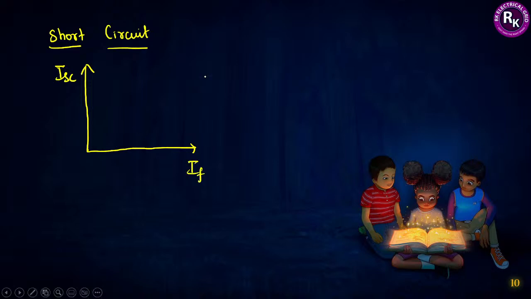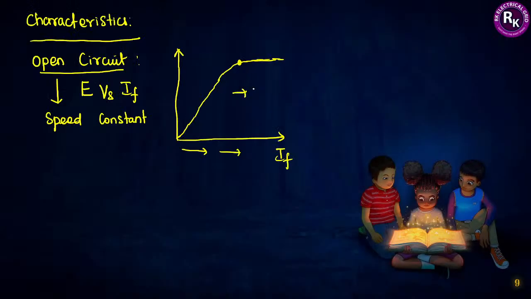If you observe the short circuit current versus field current, you will get a linear line. So the short circuit characteristics of the alternator is always linear. Remember that. Whereas the open circuit characteristics of the alternator is almost non-linear. These are the two points that you have to remember from here.